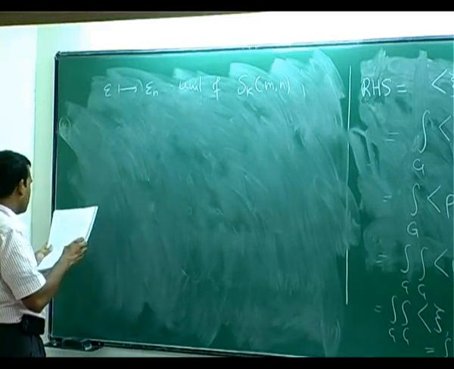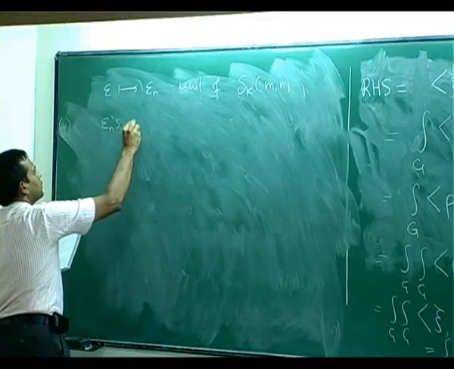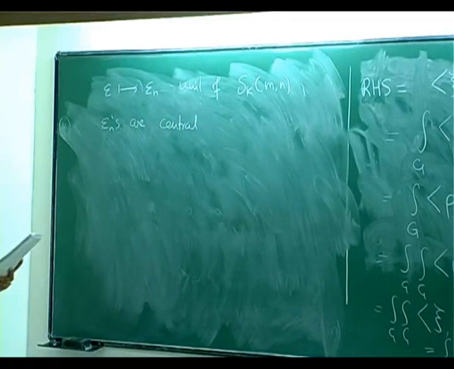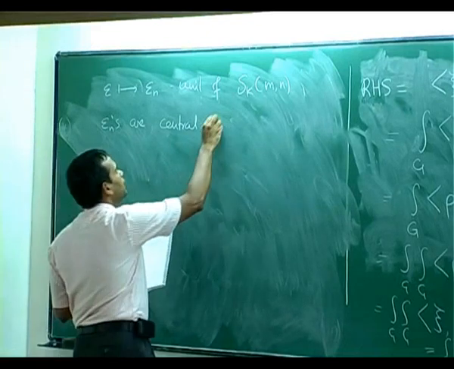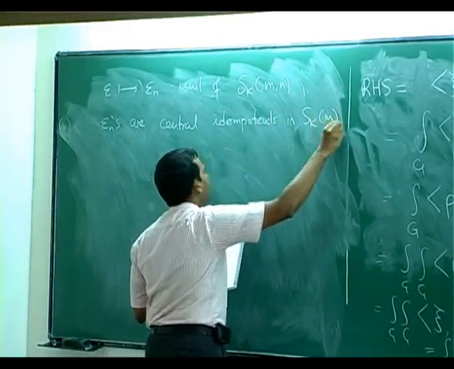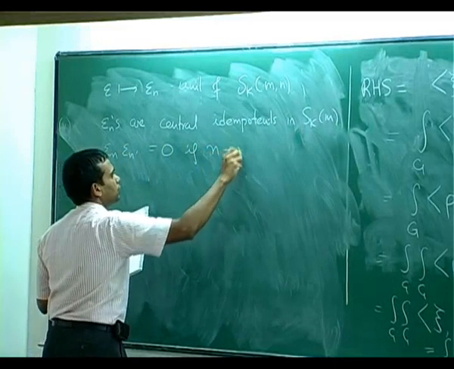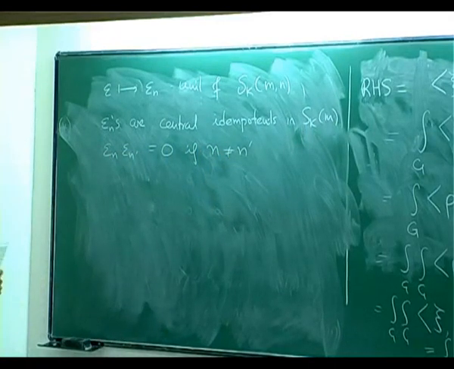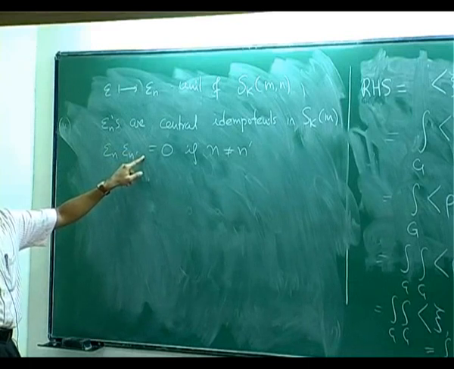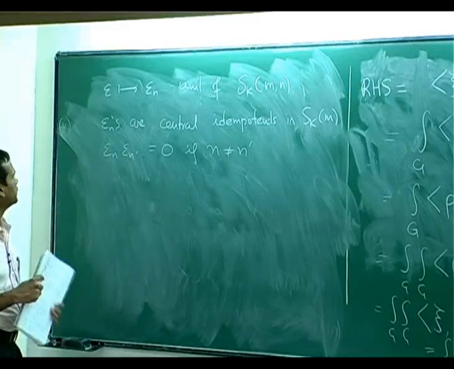And the important point is that these are central. That means they commute with everything in SKMN. But you can also think of them as living in SKM. In that case, they are central idempotents in SKM. And you have that epsilon n epsilon n prime is equal to 0 if n is not equal to n prime. This epsilon n prime will kill everything which is not homogeneous of degree n prime, and if n is not n prime, then whatever is left will be killed by epsilon n. So the composition will be 0.